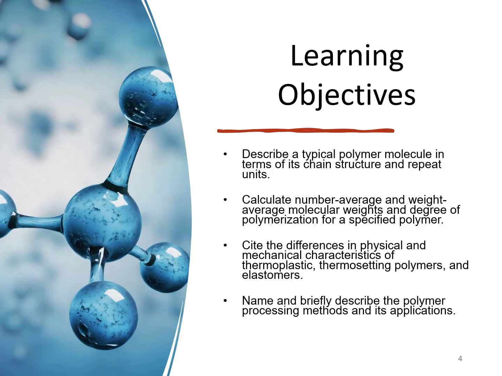The learning objectives of this particular chapter are, first, to describe a typical polymer molecule in terms of its chain structure and repeat units. Second is to calculate number average and weight average molecular weight and the degree of polymerization for a specified polymer. The third is to cite the differences in physical and mechanical characteristics of thermoplastics, thermosetting polymers as well as elastomers. And lastly, for students to be able to name and briefly describe the polymer processing methods and their applications.